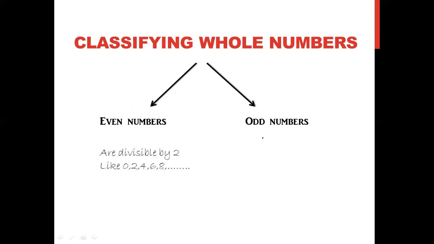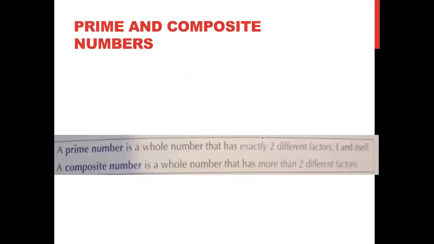Now we have to classify the whole numbers. They're classified into even numbers and odd numbers. Even numbers are divisible by 2, like 0, 2, 4, 6, 8, and odd numbers are not divisible by 2, like 1, 3, 5, 7, and 9. Next we have prime numbers and composite numbers.